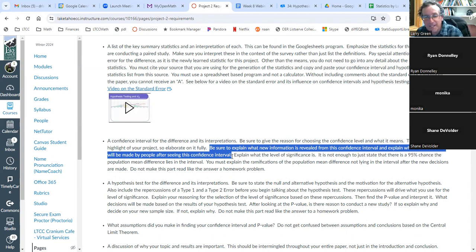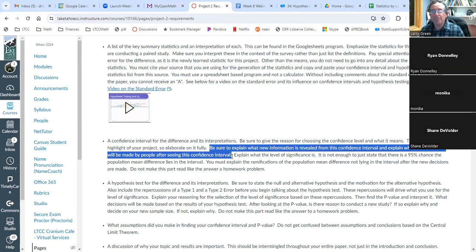Just a note, it's not written here, but how many numbers are in a confidence interval? How many numbers show a confidence interval? This is a really obvious answer. Yeah, there's two, the lower bound and the upper bound. So I want you to write some sentences on how the client is going to make a decision based on the lower bound and how the client is going to make a decision based on the upper bound separately.